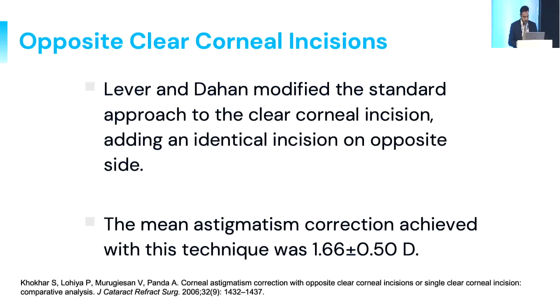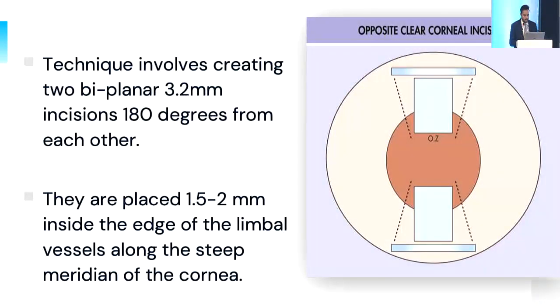So the last method that we can use is opposite clear corneal incision. This was a theory which was given by Lever and Dahan, and they modified the standard approach to the clear corneal incision by adding an identical incision on the opposite side. So the technique involves creating two biplanar incisions, which are around 3.2 millimeter and 180 degrees from each other. If it is a SICS case, then we can make another incision on the opposite end. The only problem is that there is lack of predictability, there is absence of nomograms in this, and there are also increased chances of endophthalmitis because we are making such a huge opening there.